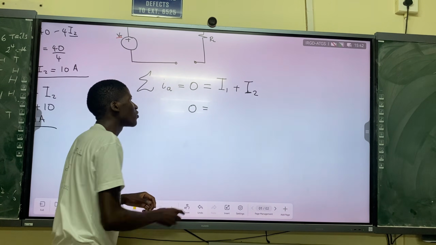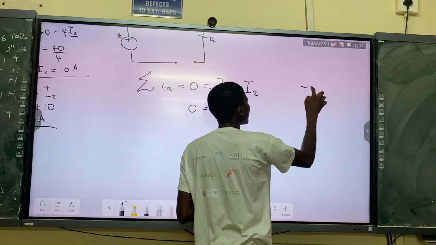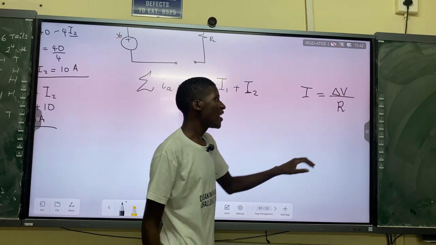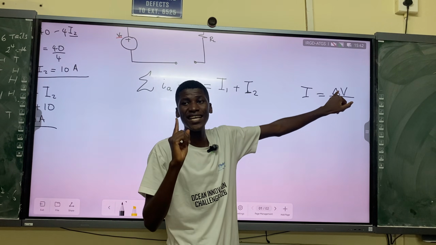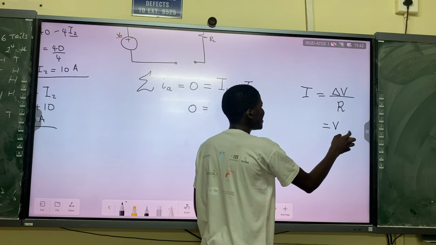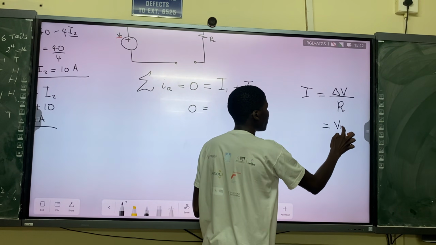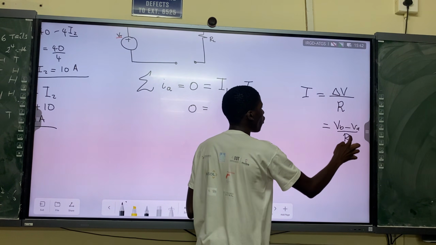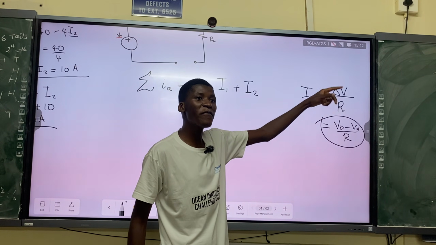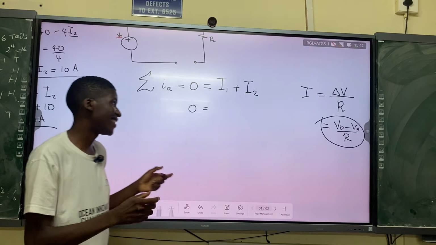Now come to node voltage. Remember, we're doing node voltage analysis, so we substitute current here too. Current is equal to the potential difference over the resistance. The potential difference is not just the potential on one node. The potential difference is the difference between the potential at one point minus the potential at the other. Usually we say VP minus VA over R. This is just the general formula. So this is the potential difference, or a voltage. The potential and the potential difference are different.